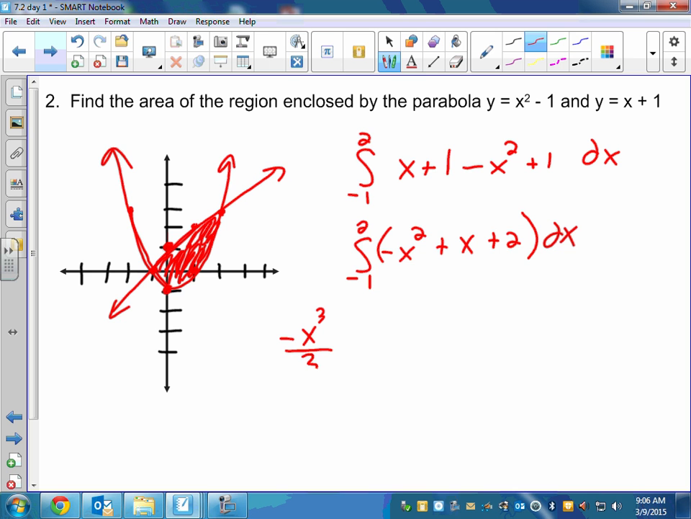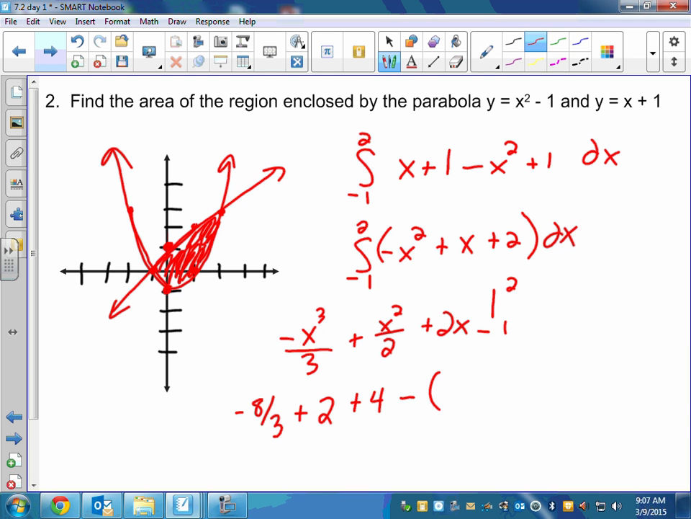It's so much fun. Negative x cubed over 3 plus x squared over 2 plus 2x from negative 1 to 2. And really, if you're going to use your calculator, I'm totally okay with you just writing 4 over 2 here. Like, it doesn't matter. I'm going to go ahead and simplify it, but don't feel like you have to.